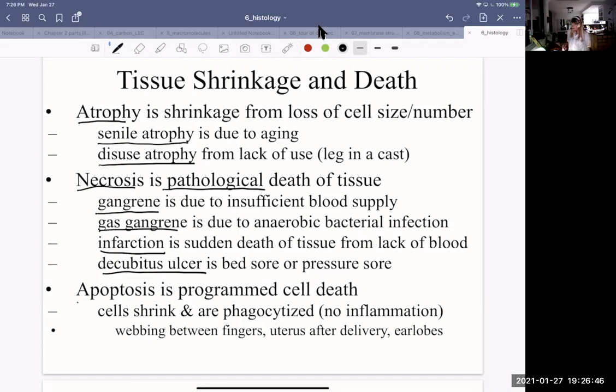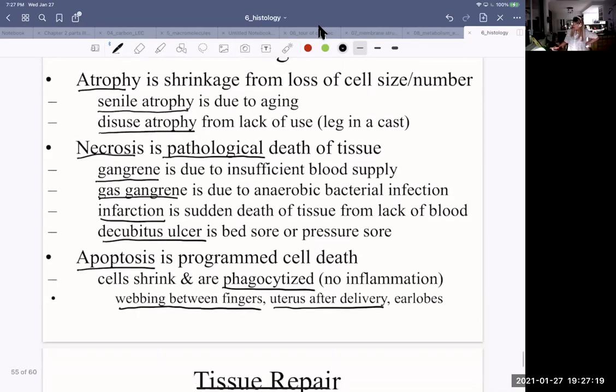Apoptosis is programmed cell death. So that is genetically programmed so that the cell is disintegrated and essentially self-digested and then phagocytized by white blood cells. It's not due to inflammation. When you're an embryo, you have webbing between your fingers, but those cells die through apoptosis. And the uterus after delivery experiences apoptosis, as do earlobes.